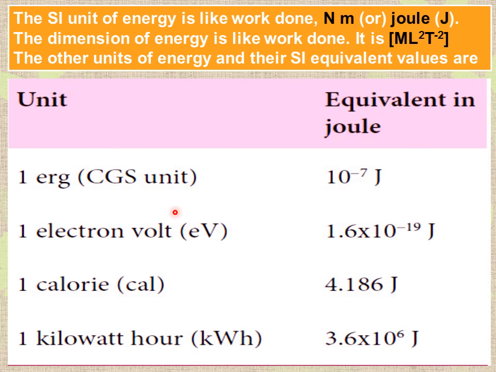on the left side we have the units. 1 erg in CGS unit is equivalent to 10 to the power minus 7 joule. 1 electron volt, 1 eV, is equal to 1.6 into 10 to the power minus 19 joule. 1 calorie, 1 cal, is equal to 4.186 joule. 1 kilowatt hour, how we measure the usage of current is by kilowatt hour, that is 3.6 into 10 to the power 6 joule. Students, remember, these are very important one word questions you may get in your examinations.